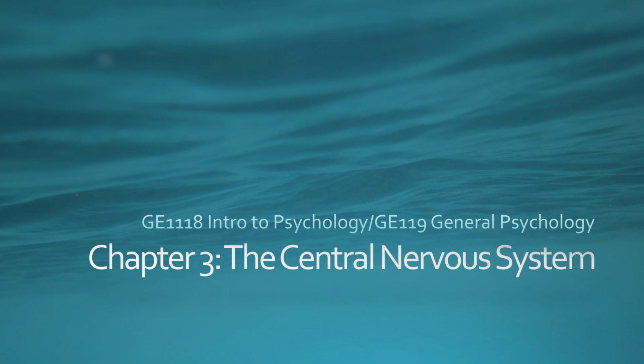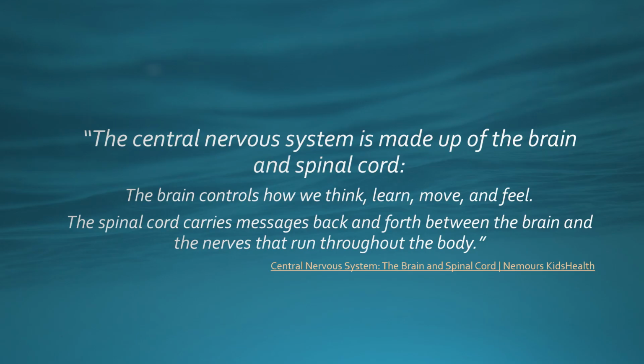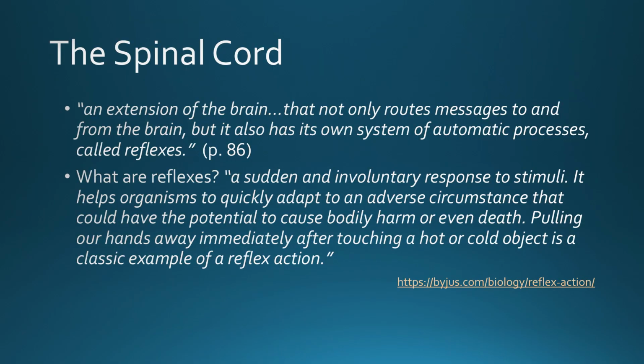This is a lecture on the central nervous system, which is a part of Chapter 3. The central nervous system is made up of the brain and the spinal cord. The brain controls how we think, learn, move, and feel, and the spinal cord carries messages back and forth between the brain and the nerves that run throughout the body. So let's look at the spinal cord first.